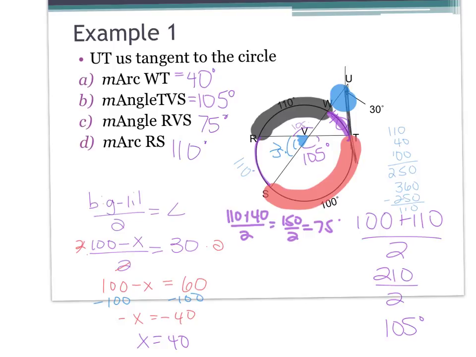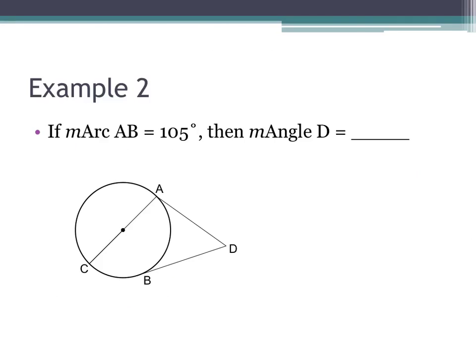Questions so far? So obviously these diagrams are going to start to get a little bit more complex. You got to figure out what you're looking at. All right, example 2 says if the measure of arc AB is 105, find the measure of angle D.